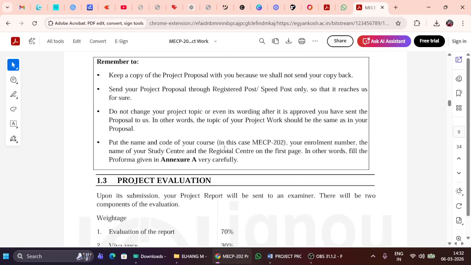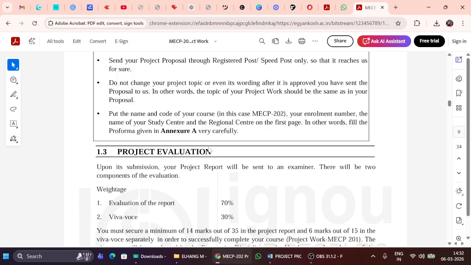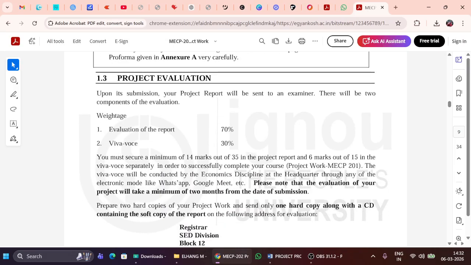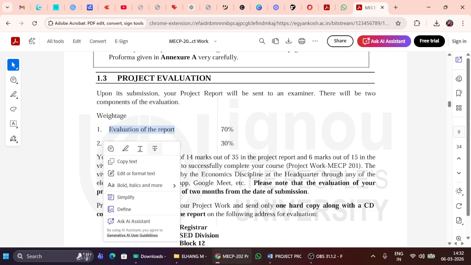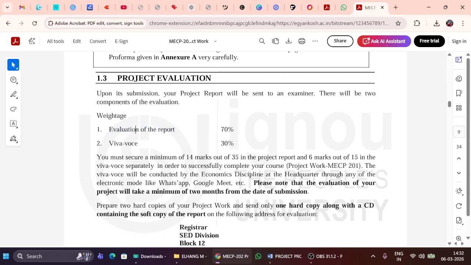Okay, now the second most important thing is project evaluation. So for MECP-202 project report, you have to understand the marks have been divided in two parts. The evaluation of your project, on whatever topic you have made the project report, will carry only 70% of marks, and the rest 30% of marks will be carried by Viva.